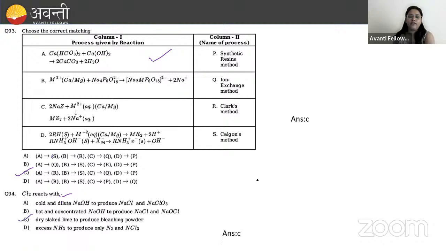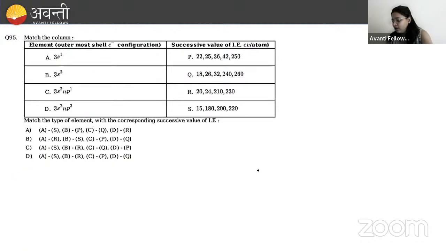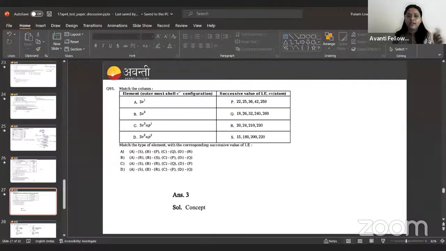Next question. So here we need to match the options. Successive values of ionization energy with the element which is present in the outermost shell. So here what is the answer? Option C. Here option C is our correct answer.